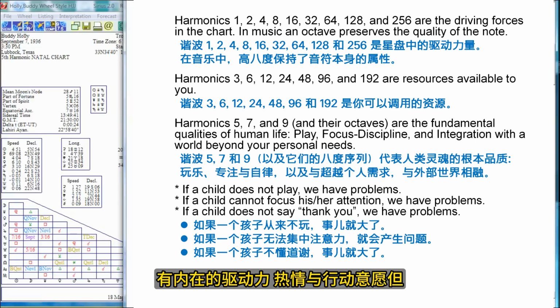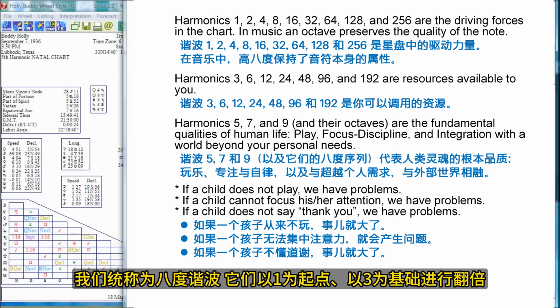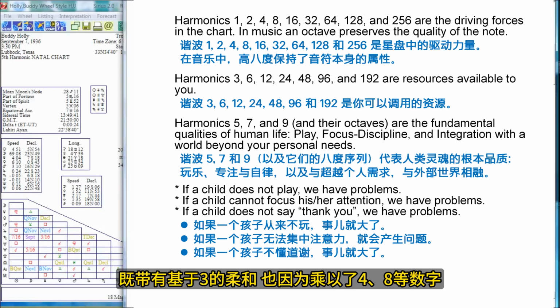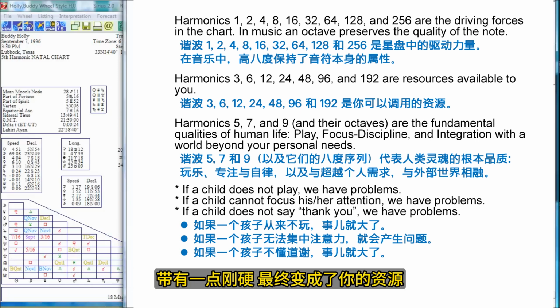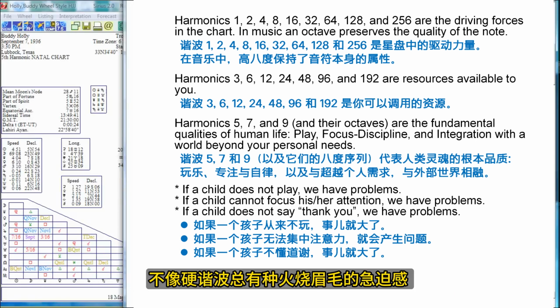The drive and passion and motivation is not as intense as with the octave harmonics, but these I call octaves of 3. These we can just call octave harmonics, starting with 1. So they're doubling from 3, and there's some softness because they're based on 3, but there's some hardness because you're multiplying by 4 or 8. They become resources, things you want to do, that you have a talent for, a proclivity to doing it, not as much neediness as with these, where there's almost a desperate need to do these things.